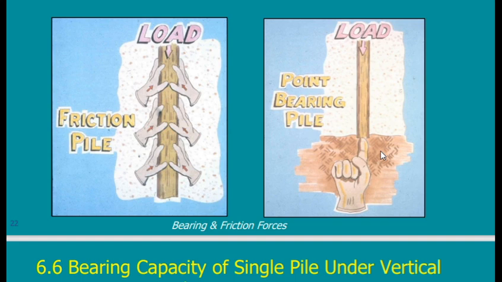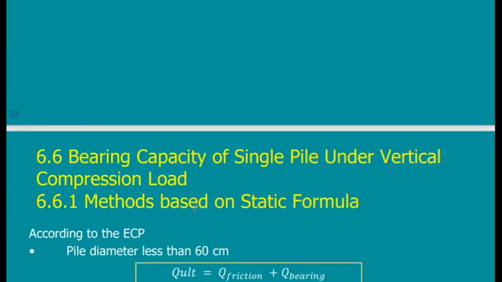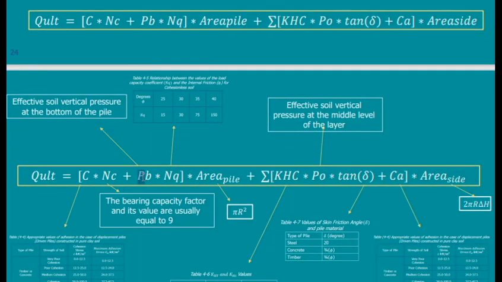If I have two layers, then gamma 1 H1 plus gamma 2 H2 and so on. So this is PB. If I am considering the friction, the pressure here is different from there. So what should I do? I should do something average. I will take it at the middle of the height. So in case here, PB is the effective soil vertical pressure at the bottom of the pile.